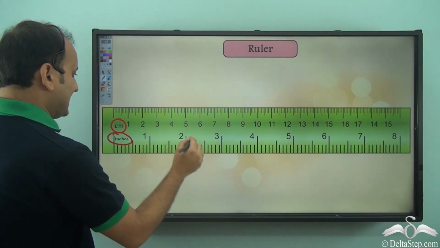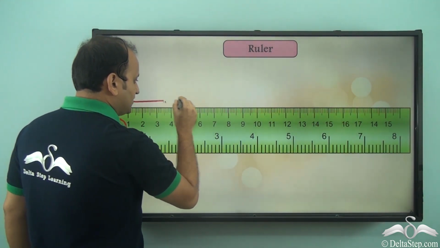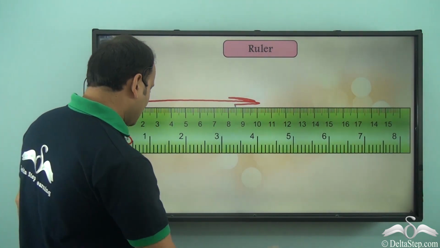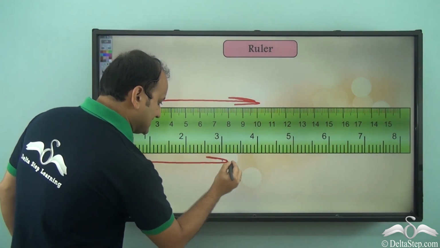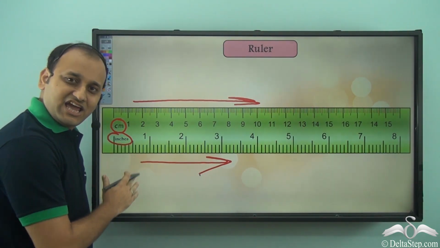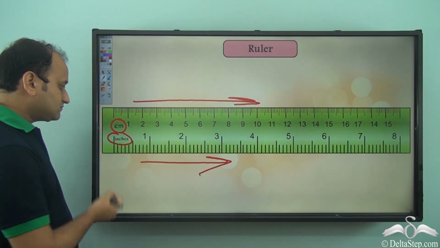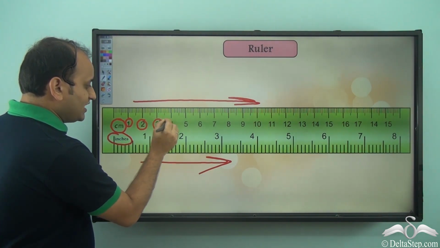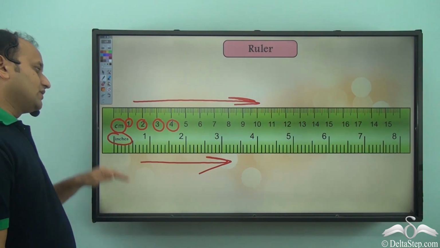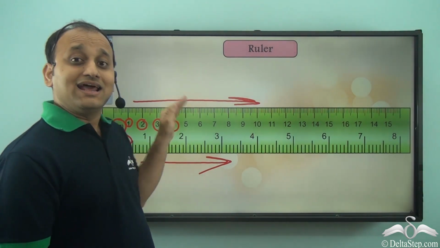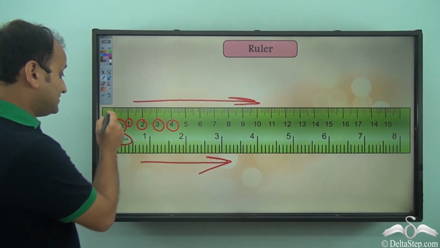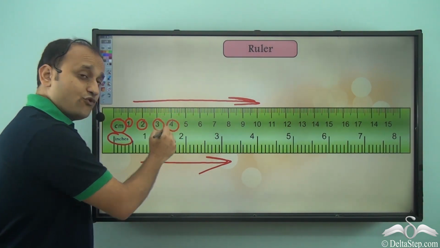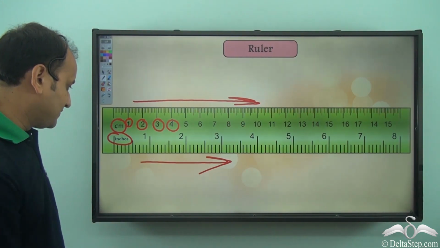It means that divisions on this side represent centimeter and divisions on this side represent inches. Now, what do we see here? We have 1, 2, 3, 4 and so on. So, what are these? These are in centimeters. So, this represents 1 centimeter, this 2, this 3, this 4 centimeter and so on.